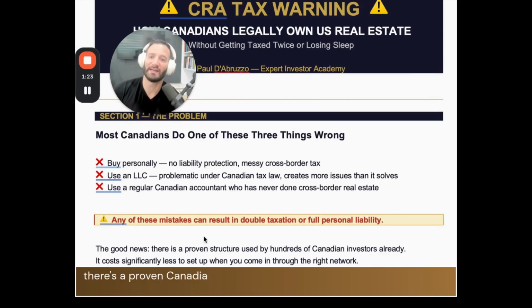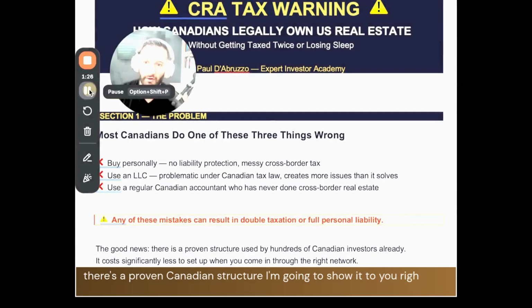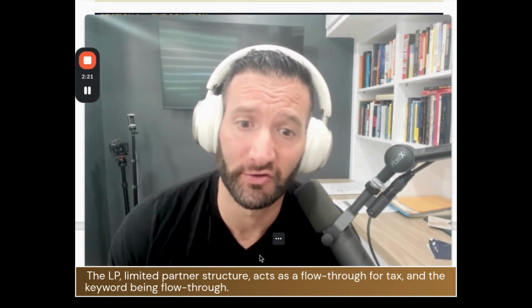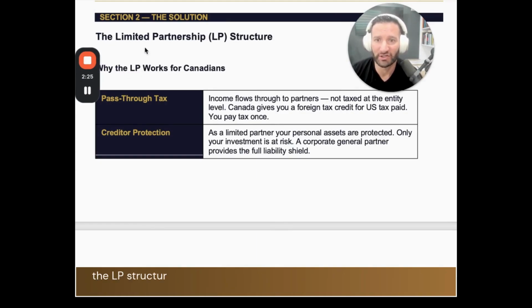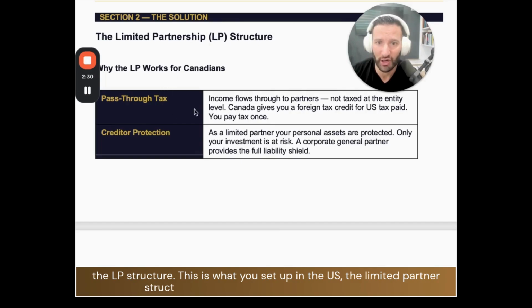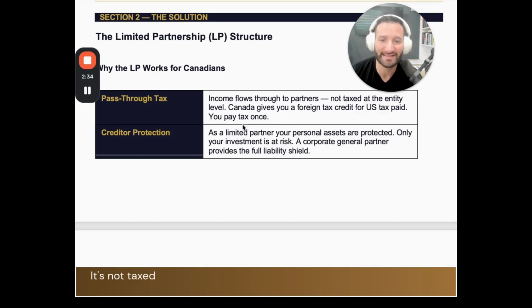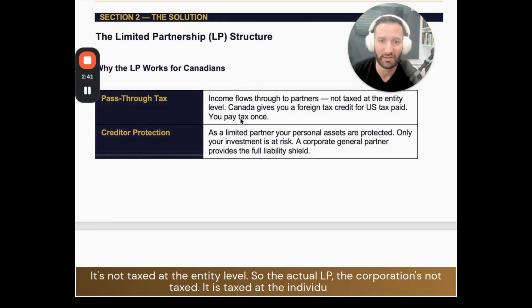There's a proven Canadian structure. I'm going to show it to you right now. Here is the solution. The LP, limited partner structure, acts as a flow-through for tax, and the key word being flow-through. Let me show you exactly what I mean here, okay? The LP structure, this is what you set up in the US, the limited partner structure. The income flows through the partner. It's not taxed at the entity level. So the actual LP is not taxed. It is taxed at the individual level.